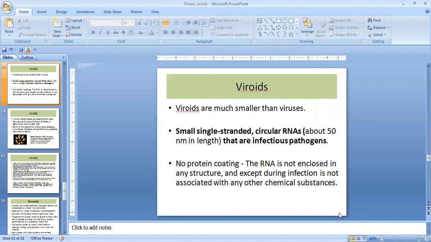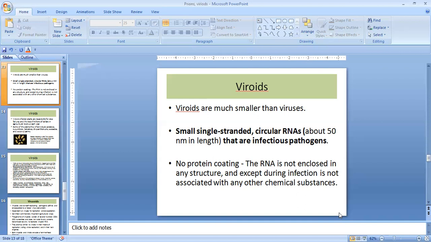And same like prions, viroids are also very, very much smaller than viruses. So the exact definition of viroids is they are small, very important, small single-stranded circular RNAs. It is not DNA. Okay, it is a small single-stranded circular RNA. For example, the length is approximately about 50 nanometers, and they are infectious pathogens. So it is a small single-stranded circular RNA about 50 nanometers in length, and there is no coating.